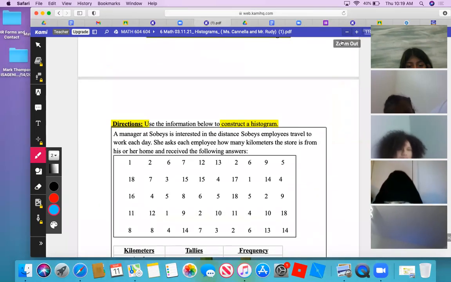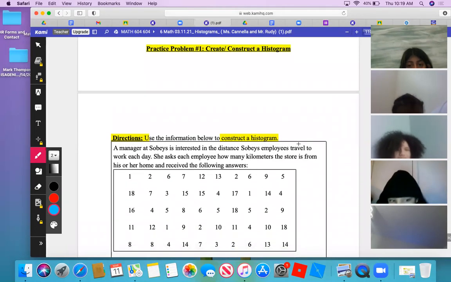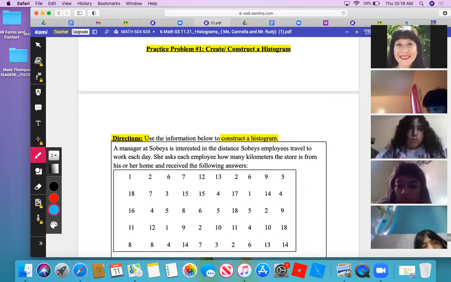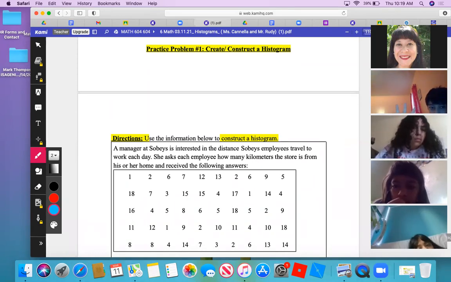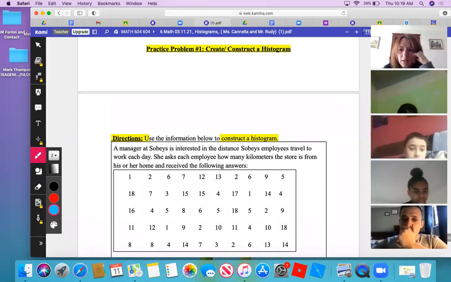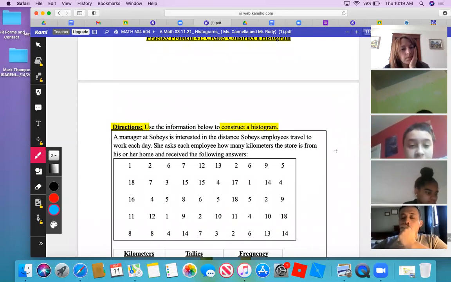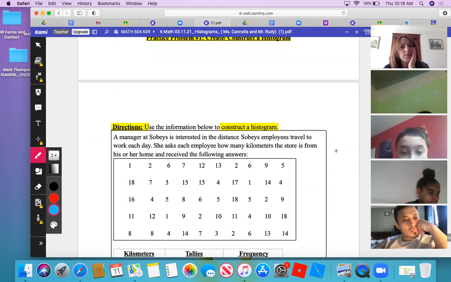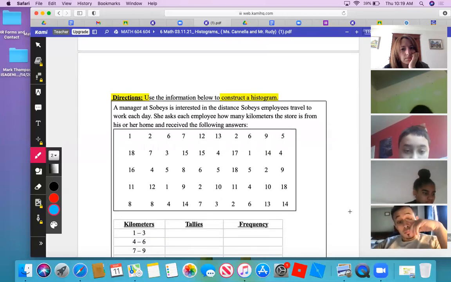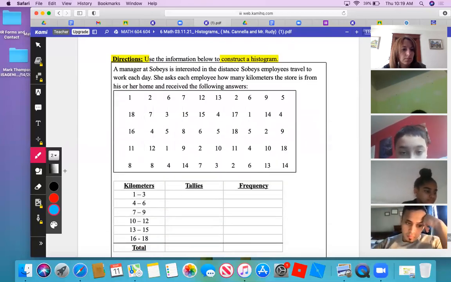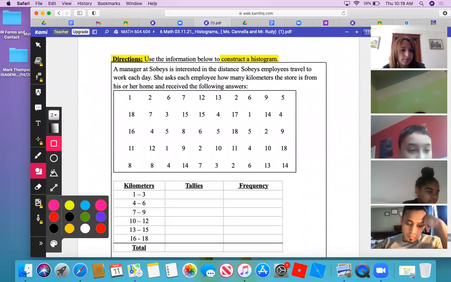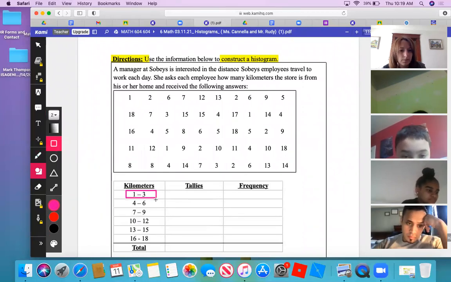All right, I'm going to make this a little smaller. Who would like to read this first problem? Problem 1? Who wants to read it? 5 bonus points if you read it. Kickboard points, I mean. Who's reading it? Going once? I read it. Sure, who's that? David? Yeah, David, read it. A manager at Sobeys is interested in the distance Sobeys employees travel to work each day. She asked each employee how many kilometers the store is from his or her home and received the following answers.